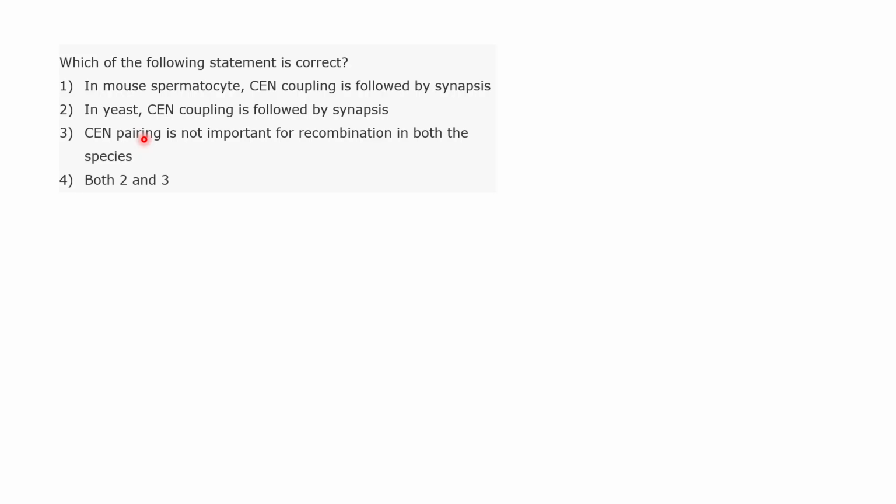Option number 3, centromere pairing is not important for recombination in both the species, or option 4, both 2 and 3. Which might be the option? Which of the options are correct? Read the question clearly and then answer. Okay, I am getting option number 4, both 2 and 3. Any other option?